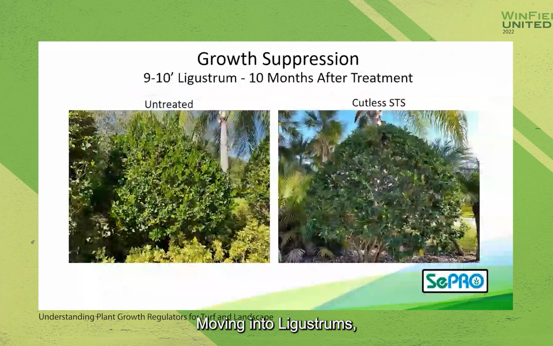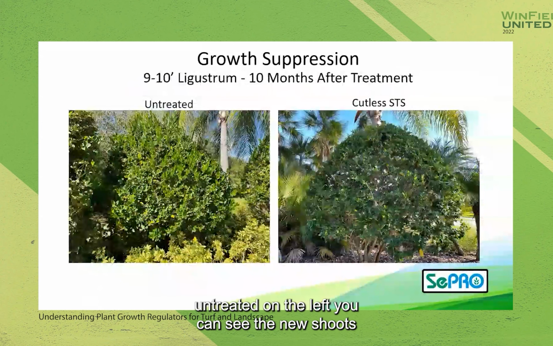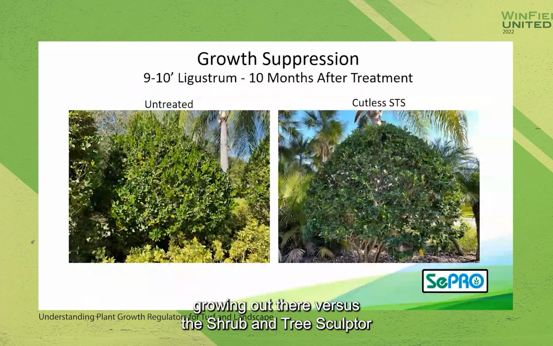Moving into Ligustrums, some fairly tall, 9 to 10 foot Ligustrums, 10 months after treatment. Untreated on the left, you can see the new shoots growing out there versus the Shrub and Tree Sculptor on the right.